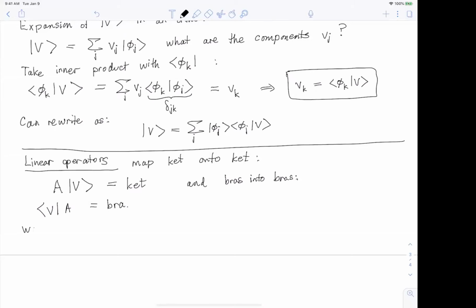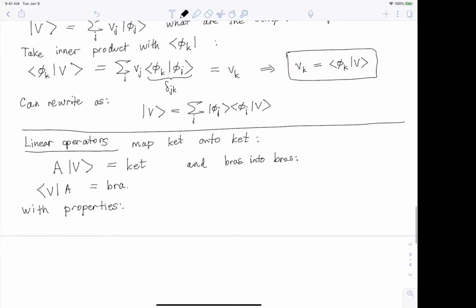And it has to have some properties of linearity. So the properties that it satisfies are, if I act with A on some linear combination of vectors, my coefficients are b and c here, it's the same thing as b times A acting on v plus c times A acting on w. In other words, you can just move the coefficients, the complex numbers, wherever you want with impunity. And similarly for bras.